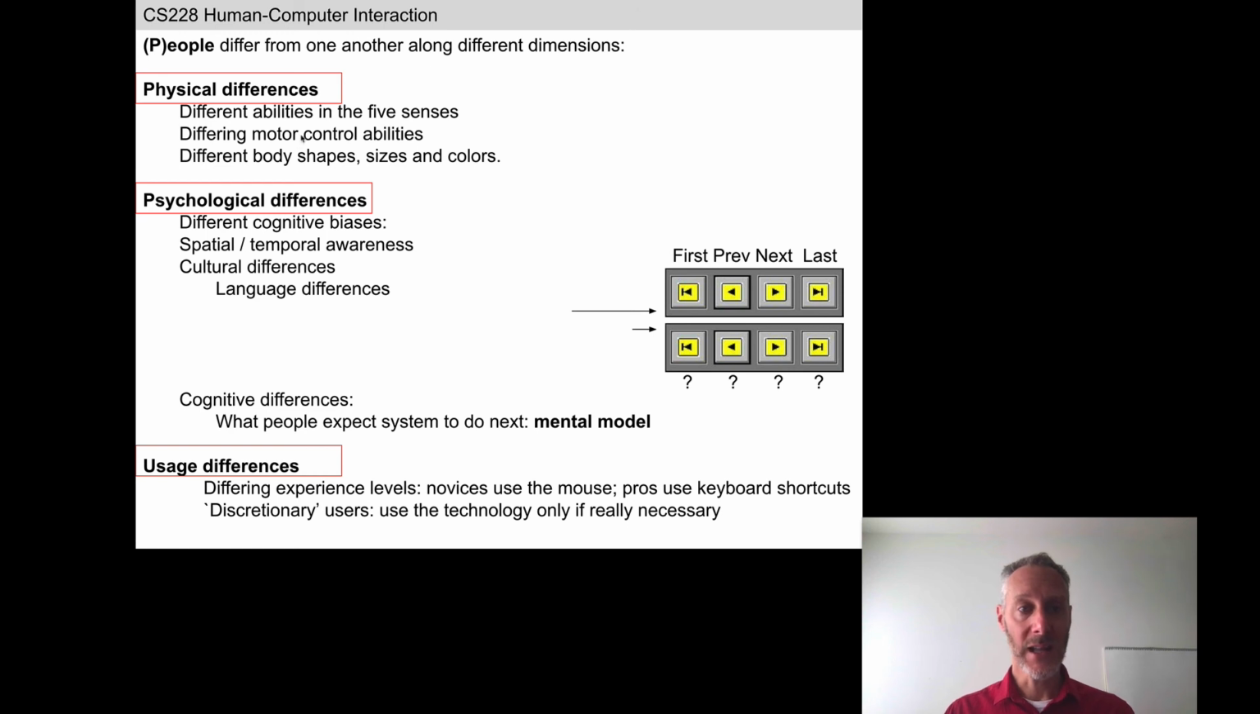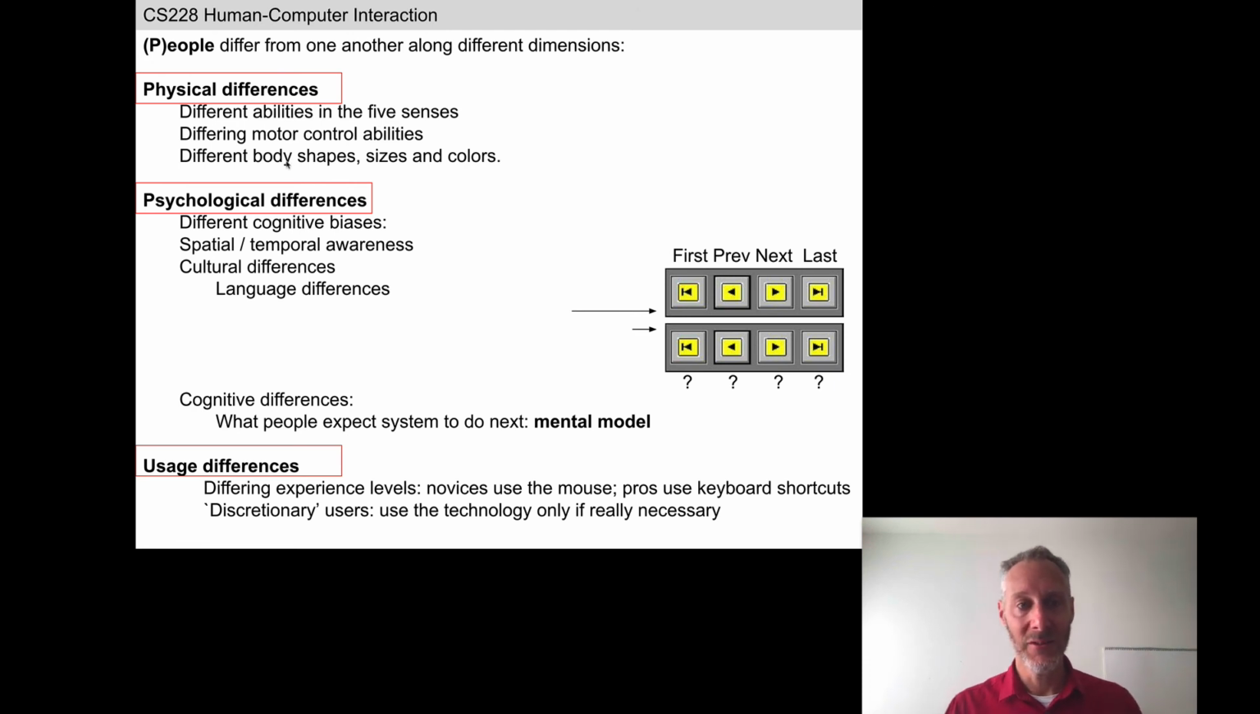So we talked last time about physical differences, differences in visual or sensory acuity. Some people can see and hear better than others. We talked about motor control. Some people are able to control their limbs and fine motor control better than others. The ability to control our muscles obviously changes over our life course. Not so good at the beginning of our lives or towards the end of our lives. And finally, obviously, people differ in terms of body shape, size, and color, which again seems obvious.